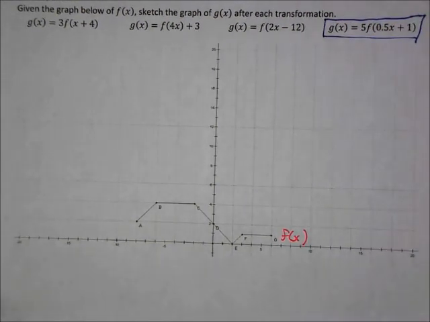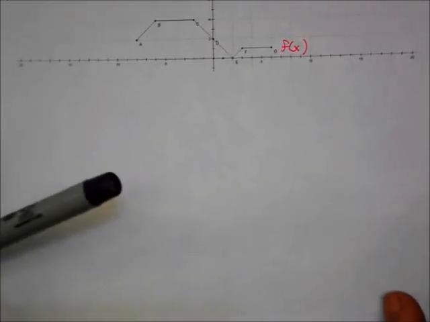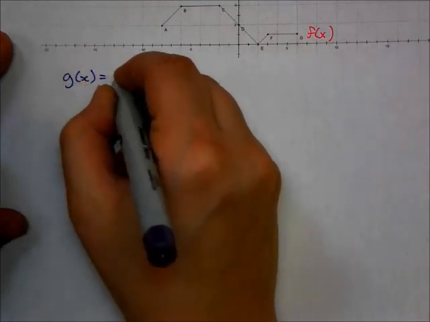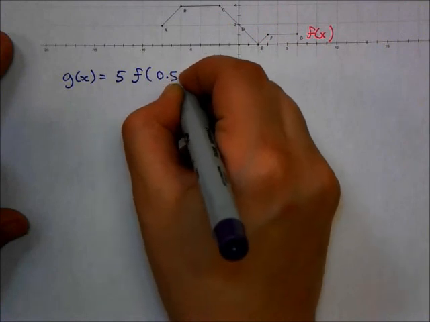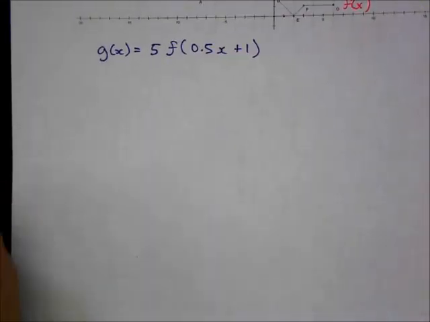Alright, so my g of x, let's see if this makes sense. So g of x is 5 times 0.5 times x plus 1. So we're falling into a problem here. This does not match our mapping notation that we like.